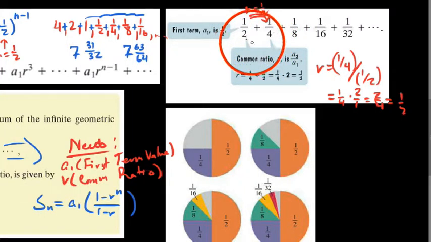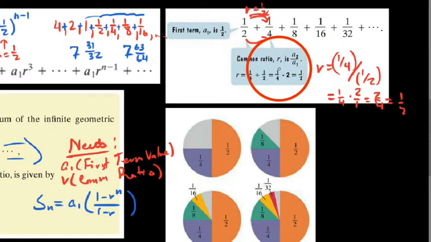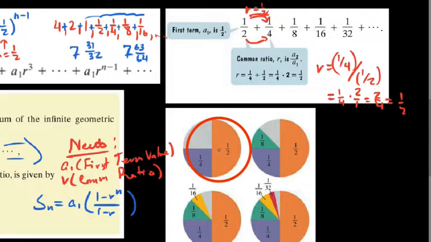Since that's the case, if you were to add these up, you would get a half. A half plus a fourth is 3/4. A half plus a fourth plus an eighth is 7/8. Plus this one here would be 15/16. Plus another 32nd would be 31/32. So basically what this is getting really close to is 1, and you can see this illustrated here.